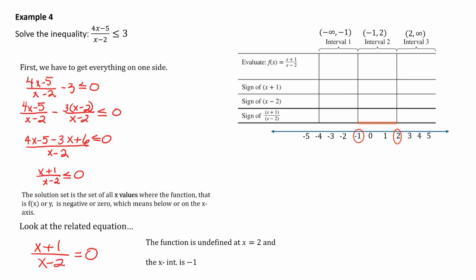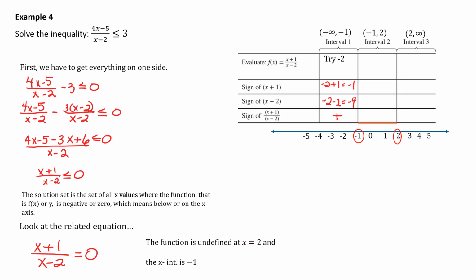So on the interval from -infinity to -1, if we try -2, we can see that the sign on x plus 1 is going to be negative. The sign on x minus 2 is also going to be negative. And so negative divided by negative is positive. So the sign of the function in that interval is positive.